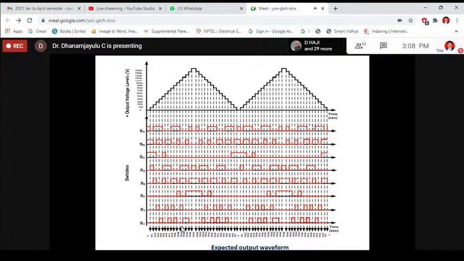You are able to generate more number of levels. The computational burden is also very small. You can easily generate the gate pulses. If the number of levels is increasing and more circuit components are involved, it is very difficult to generate a PWM technique. So based on the firing angles, by using a round robin condition, we are able to generate the switching, that is, the gate pulses to the switches. So this is the expected waveform.